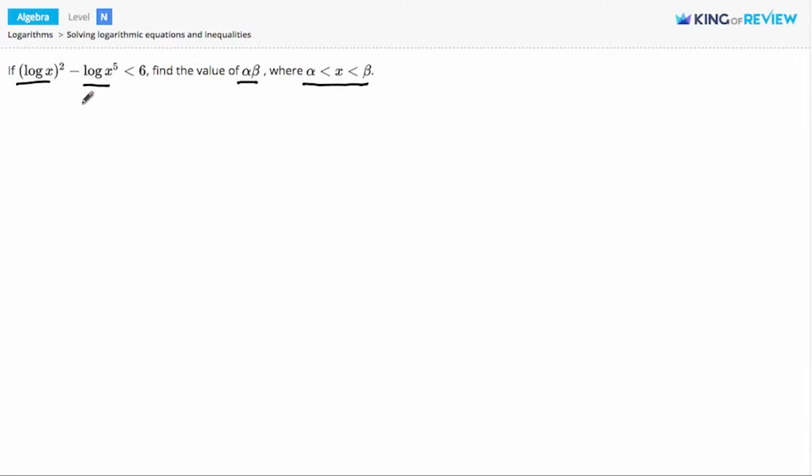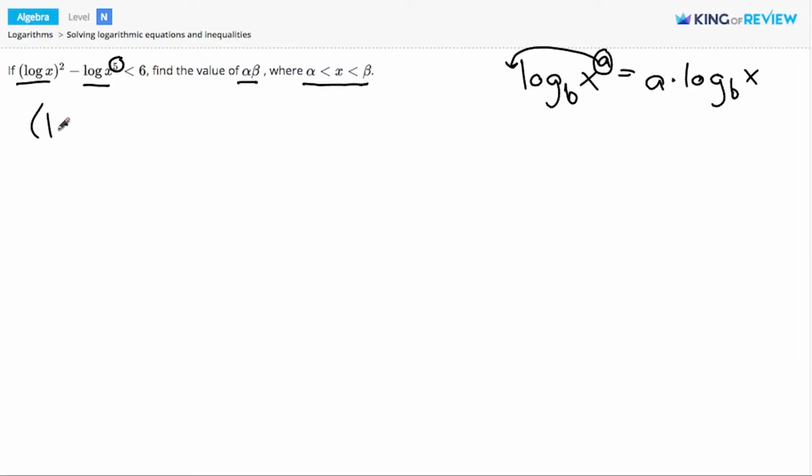So, in this inequality on the left, we have the log of x squared, then we have the log of x to the 5th. Now, it would be nice if we could do something with this 5 so that we had an inequality that just was in terms of log of x. And we can. There's a nice property of logs that if you have the log base b of x to the power a, you can take that a exponent and bring it in front of the log so that it becomes a times the log base b of x. So let's apply that property in our inequality. We have the log of x squared minus 5 times the log of x is less than 6.